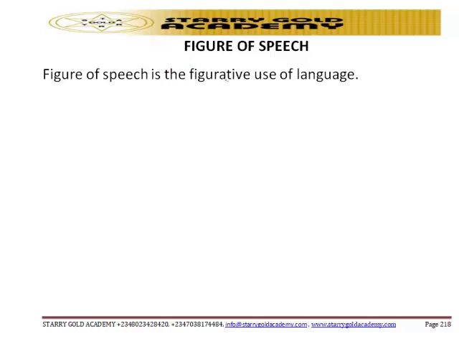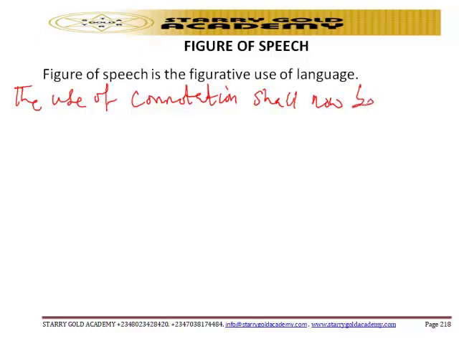Now, figure of speech is the figurative use of language. What I want you to know, the point worth noting here, is that the use of connotation can now be discussed thoroughly, because it seems that it is connotation that gave birth to figure of speech. Now, it will be discussed thoroughly according to each class of word, figure of speech.